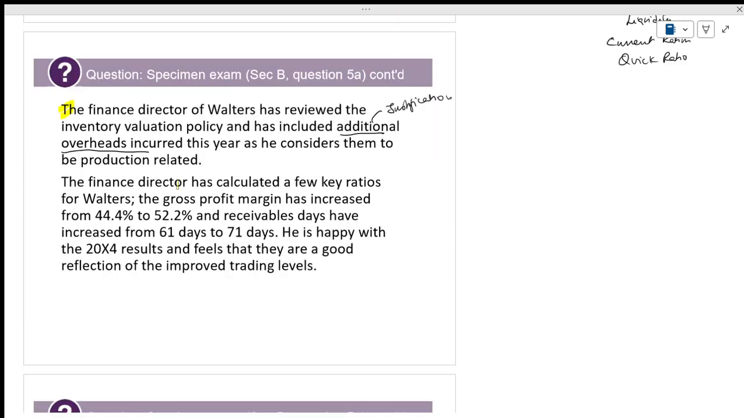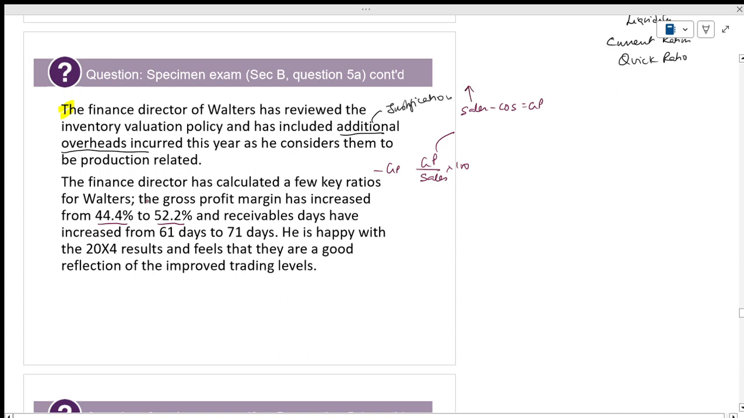The finance director calculated a few ratios. The gross profit margin has been increased. What is the gross profit margin? Gross profit margin is gross profit divided by sales times 100. Now when the gross profit is increasing, definitely sales are increasing. Again, gross profit is sales minus cost of sales equals gross profit. You should know this, yes, gross profit is increasing.